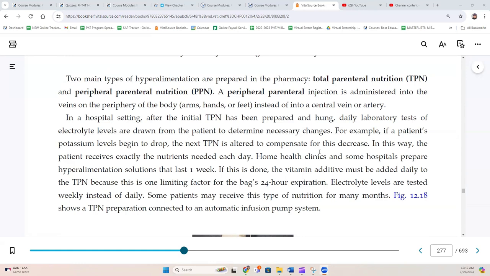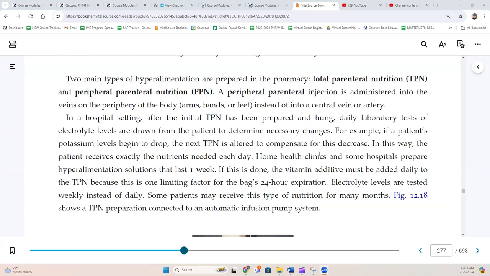In a hospital setting, after the initial TPN has been prepared and hung, daily laboratory tests of electrolyte levels are drawn from the patient to determine necessary changes. For example, if a patient's potassium levels begin to drop, the next TPN is altered to compensate for this decrease. In this way, the patient receives exactly the nutrients needed each day.